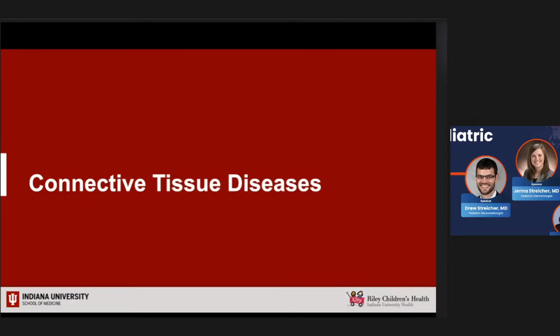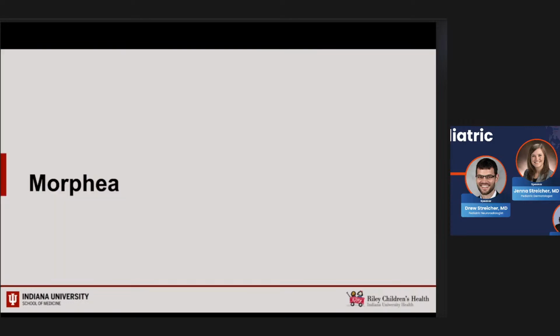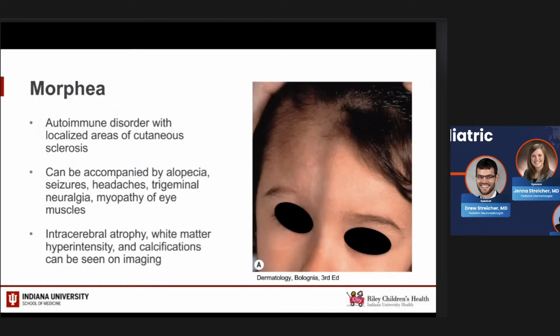Okay, so that was Sturge-Weber with our discussion of port wine stains. So our last topic is going to be connective tissue diseases, and we're just going to cover one connective tissue disorder today, and that's morphea. This is one of those that does require ordering imaging, so that's why we wanted to include it. And it's one that maybe some people haven't heard of.